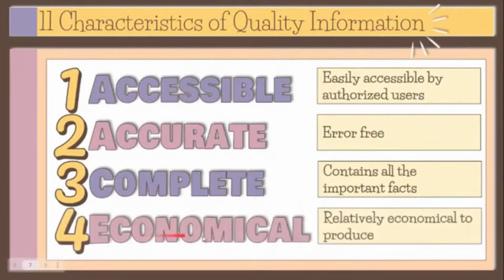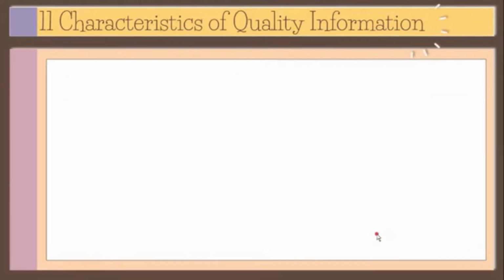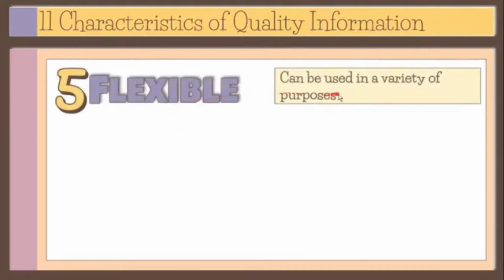Information should be relatively economical to produce. The value of the information should be balanced with the cost of producing it. Flexible information can be used for a variety of purposes. For example, information on what are the seats left for airline passengers can be used by a customer, a sales representative, and airline reservation website or application.